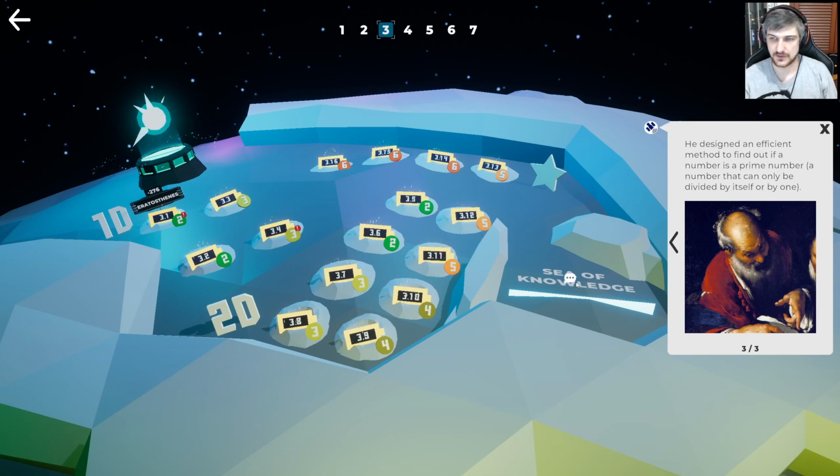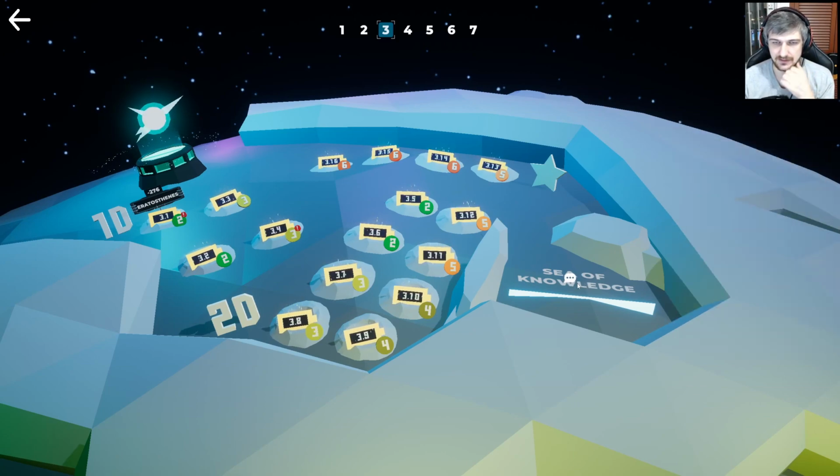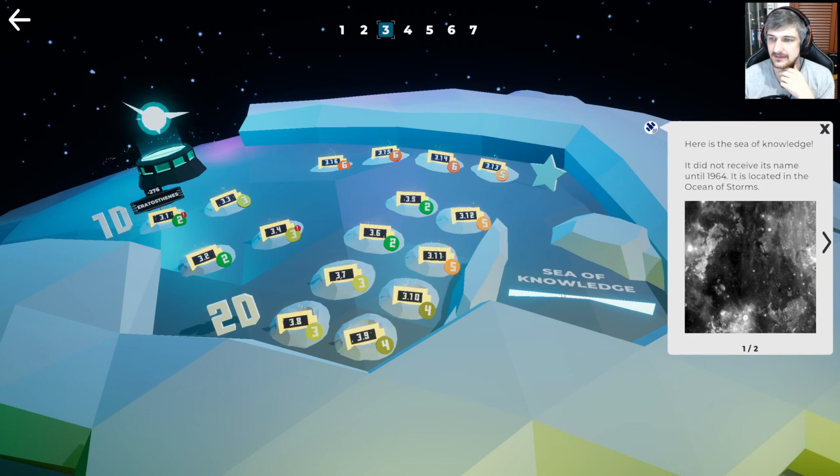Which, by the way, means that number 1 is not a prime number, because it can only be divided by itself, which is 1, but you need to be able to divide by itself and 1, basically. Okay, let's go. Here is the Sea of Knowledge.